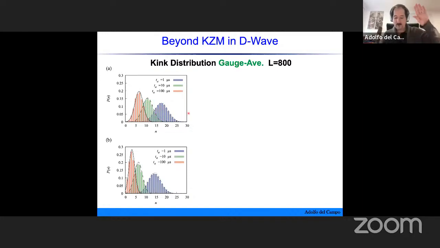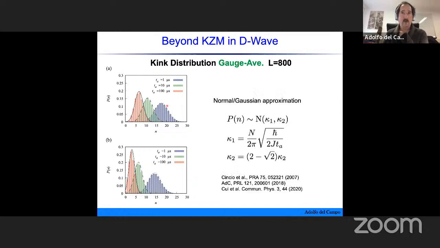Now, that was all regarding the Kibble-Zurek part. Now let's go a bit to what lies beyond, and this is the possibility of probing the distribution of the number of kinks. This is something that we did, and these are the histograms for different annealing times using D-Wave data. We can see a beautiful match with the theoretical prediction, in which the kink number distribution can be well approximated, as we saw before, by a normal distribution in which the mean scales with the Kibble-Zurek prediction and the variance is proportional to the mean.